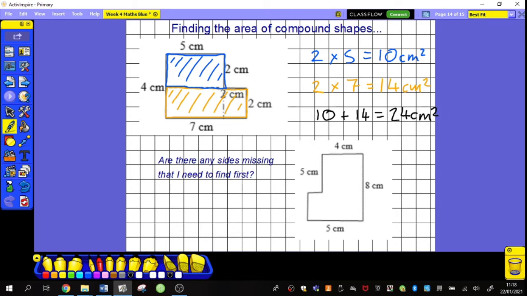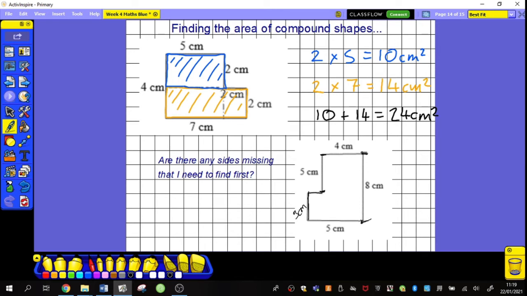Now let's have a look at this when I'm missing sides. So you can see that I'm missing one side here and one side here. To find my side going down, I'm going to look at the other side, and I can see that the whole height is 8, and if I know 5 centimeters of it, then the missing part must be the rest, so the missing part must be 3 centimeters.